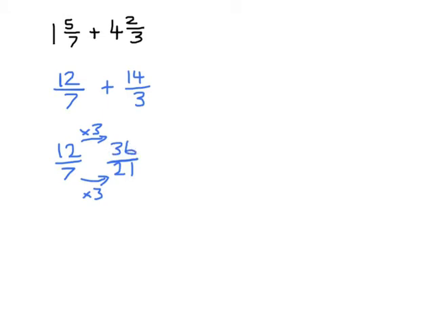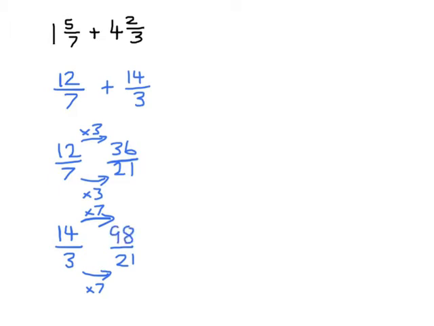36. Now I need to do the same thing for 14 thirds, which needs to become something out of 21. And to do that, I need to multiply it by 7. So if I do the same to the top, I get 14 times 7, which is 98.